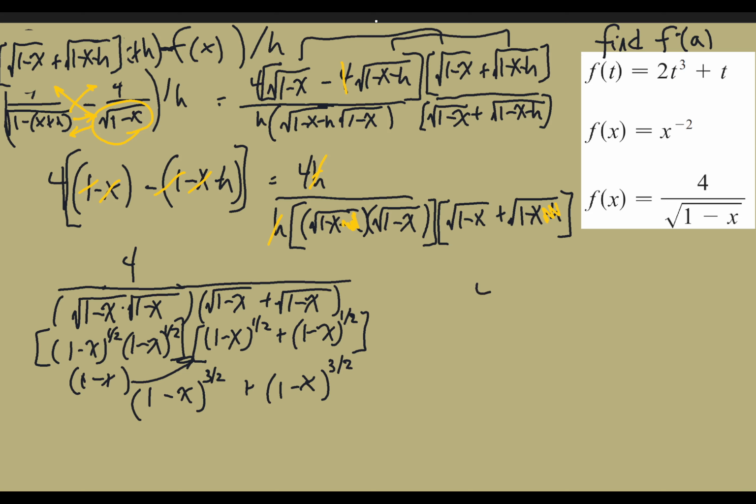So I think our answer, there's no way this is right, is going to be 4 over 2 times 1 minus x to the 3/2. And then we can do some cancellations. So we should get 2 over 1 minus x to the 3/2.